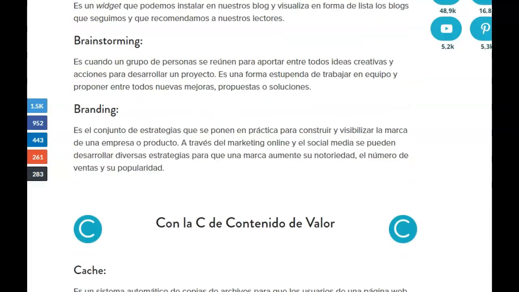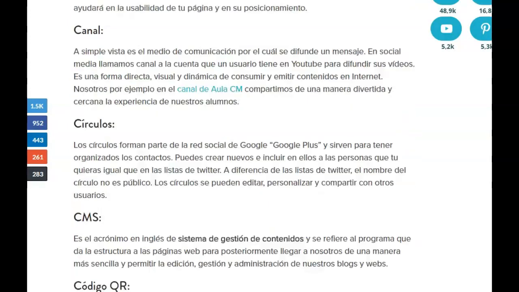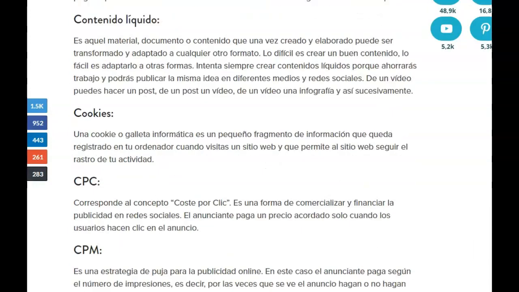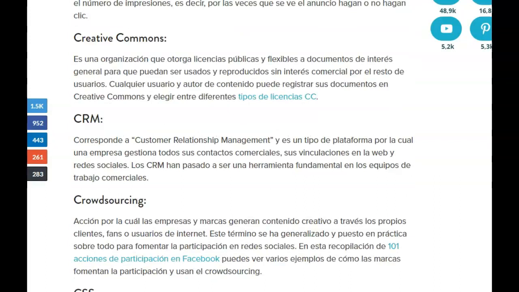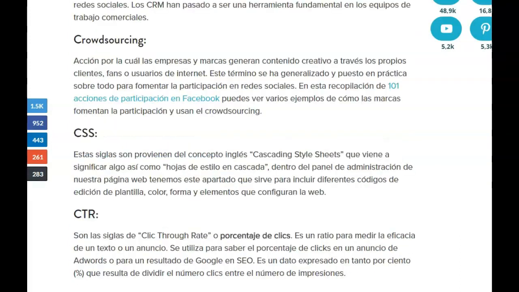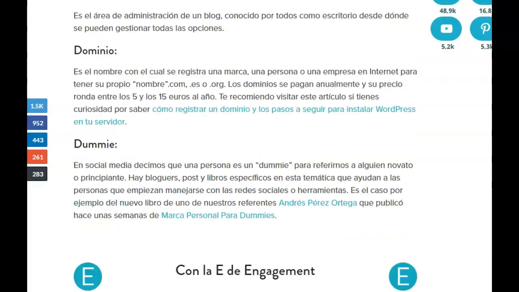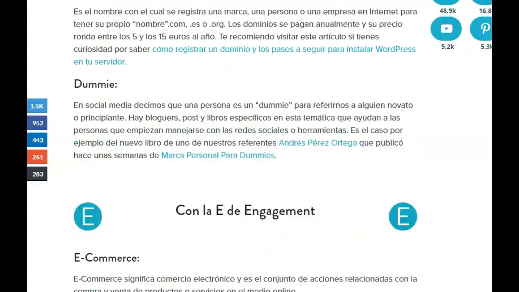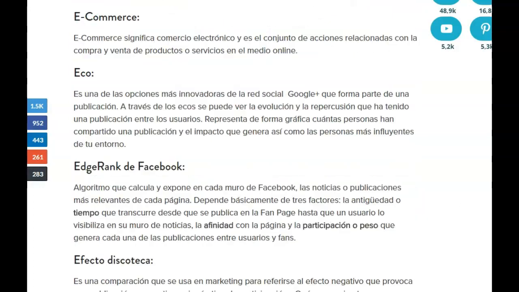Banner, brainstorming, branding, CMS, contenido de valor, Creative Commons, crowdsourcing, tu dashboard, cuando dicen el dashboard. El escritorio donde se pueden gestionar todas las opciones, el dashboard de tu sitio o tu dashboard de tu blog. E-commerce, también otra palabra muy comentada, what it means.